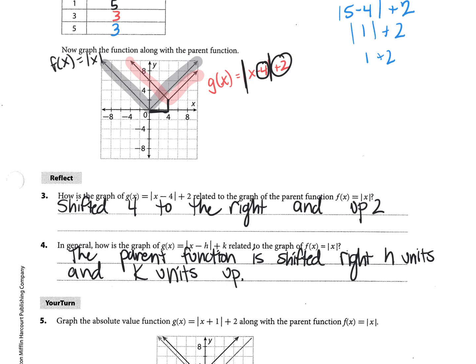Now, what would happen if h was a negative number? Like, let's say it said g of x equals the absolute value of x minus negative 2 plus 17. Instead of shifting right, we would have to shift it left because it would turn into x plus 2. And so it would shift left. This would still move up. If it was a negative 17, it would move down.